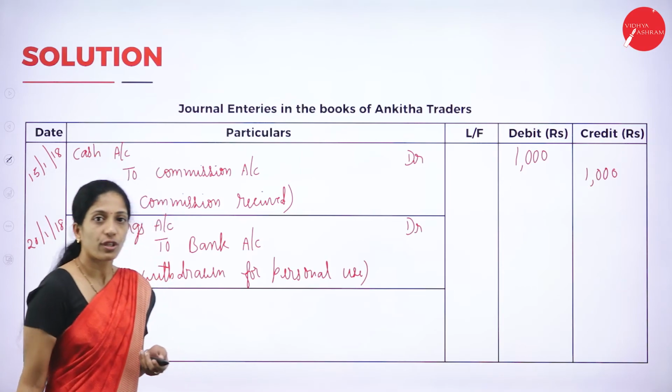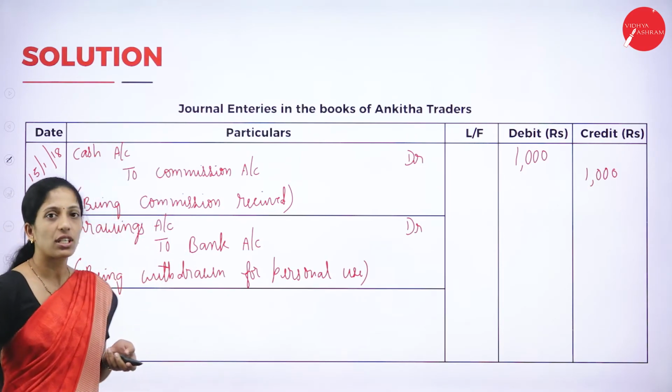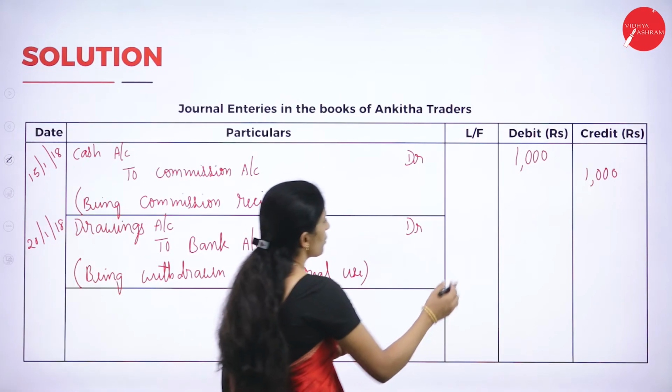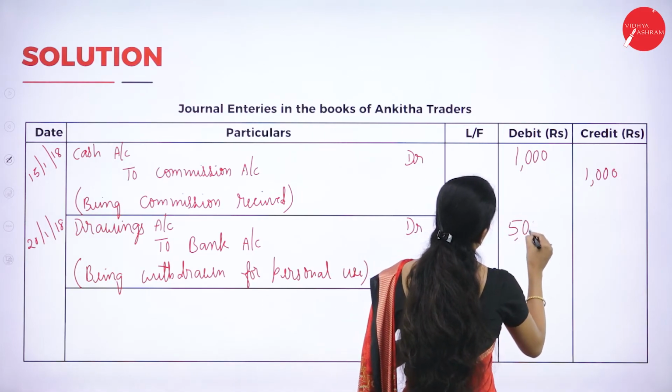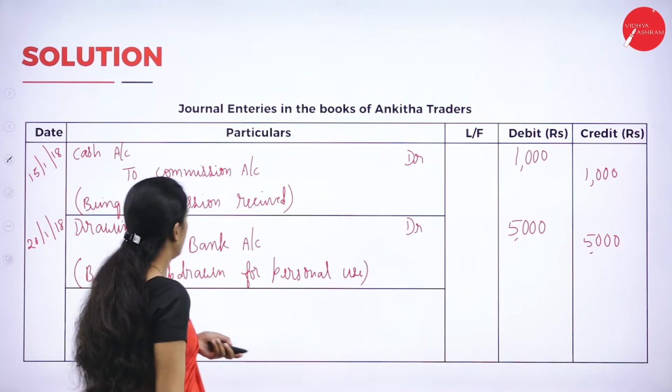Suppose it is withdrawn for the official use, then it is not called drawings. So they have clearly mentioned it is used for personal. So what is the amount? 5,000. So 5,000 in the debit side and 5,000 in the credit side. Hope you are clear. Next one.